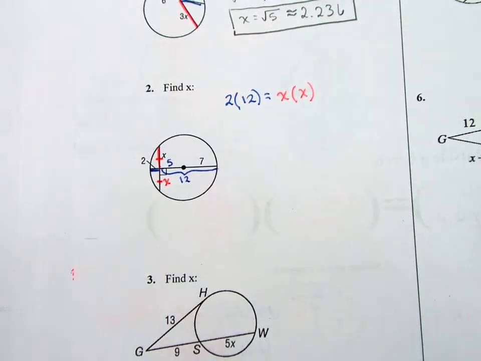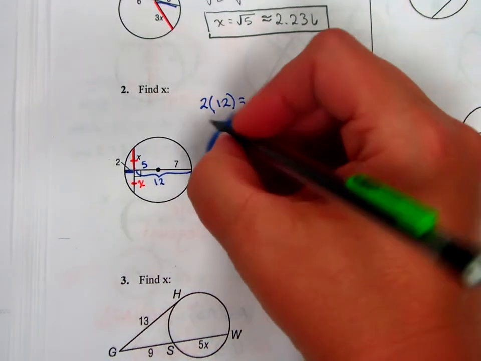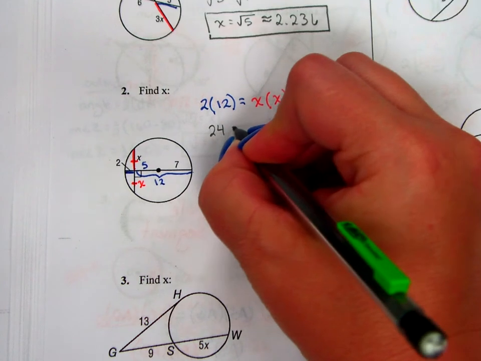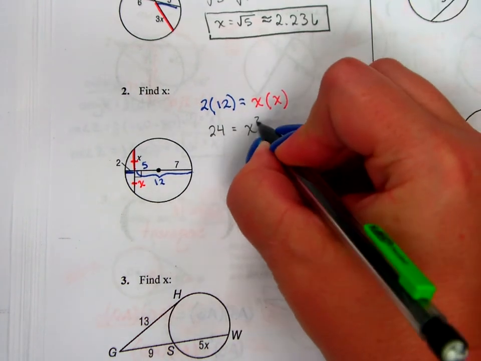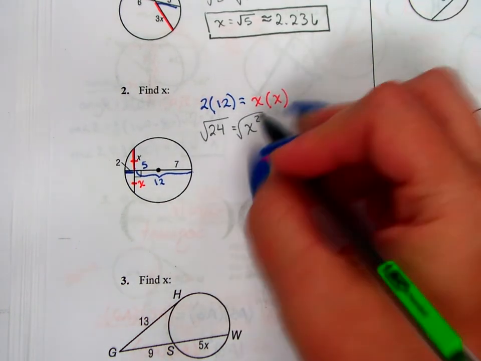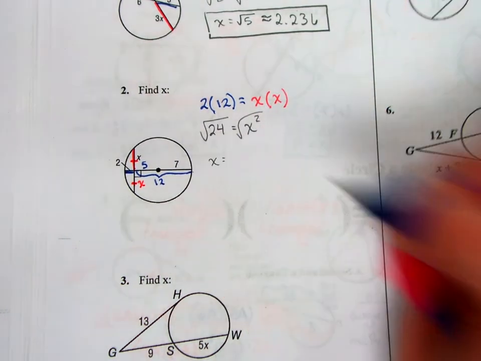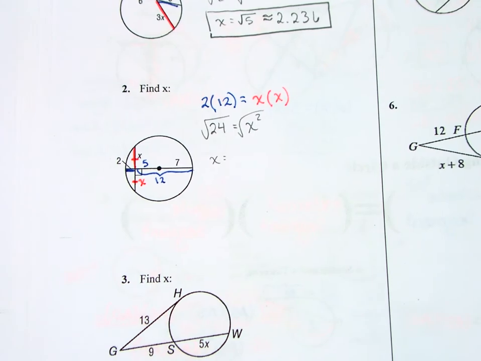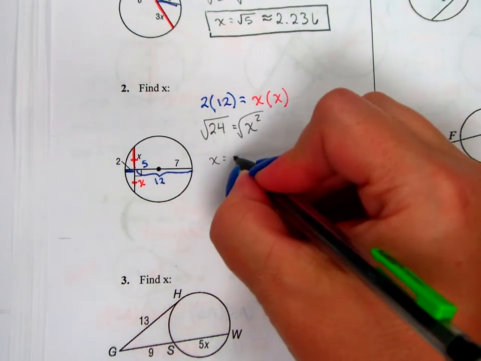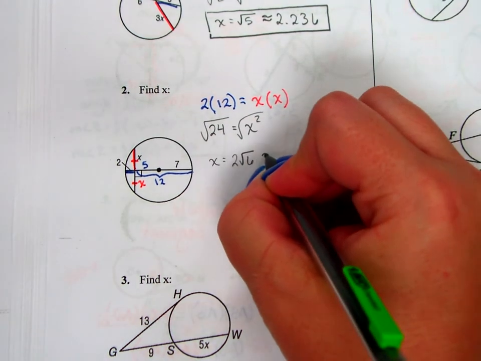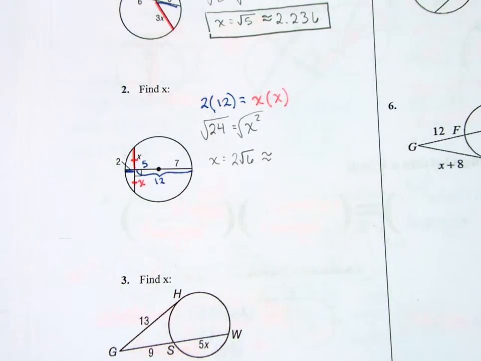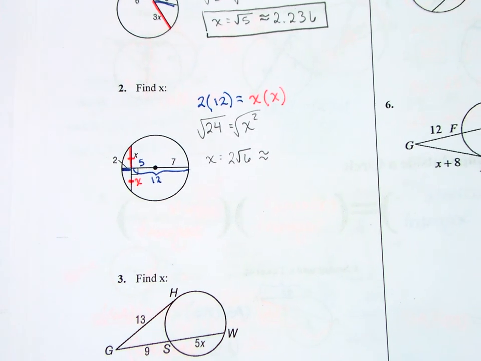12 times 2 is 24. X times x is x squared. So we're going to square root. You can either simplify the square root and say, okay, 4 goes into that, so that's going to be 2 square roots of 6, or you can just give me the rounded square root of 24: 4.899.